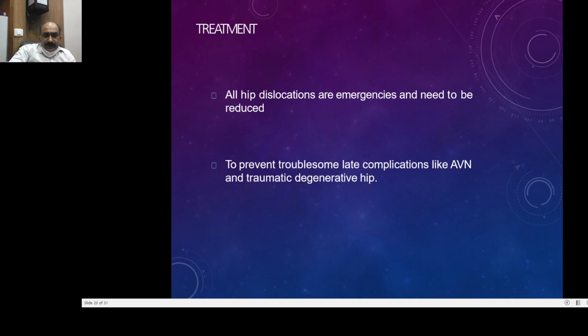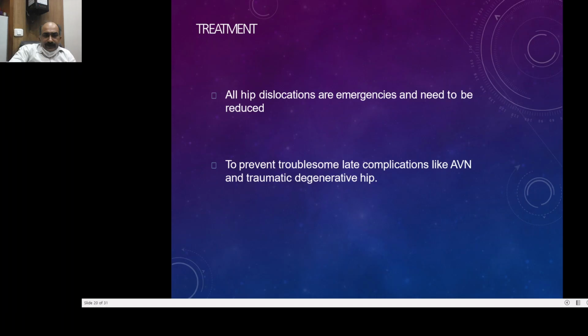Treatment: all hip dislocations should be considered orthopedic emergencies and need to be addressed immediately. They are to be reduced urgently so that the patient doesn't have late complications like avascular necrosis of the head or traumatic degeneration of the hip joint.